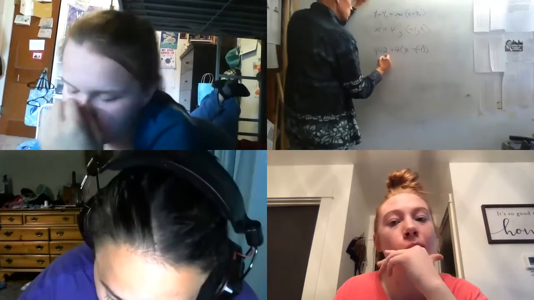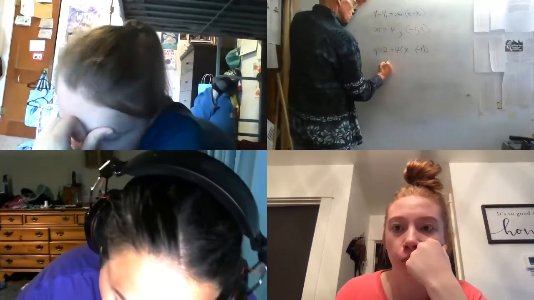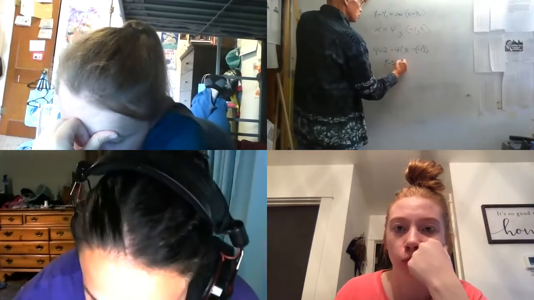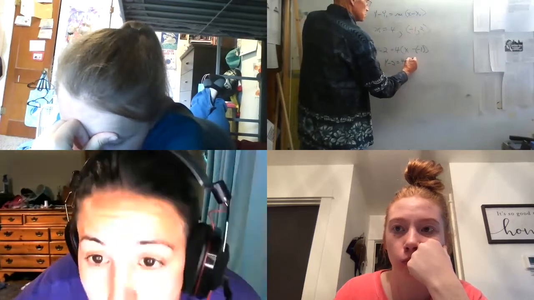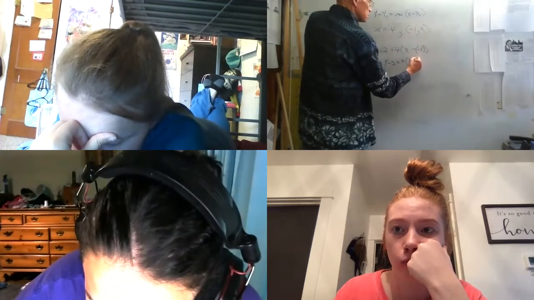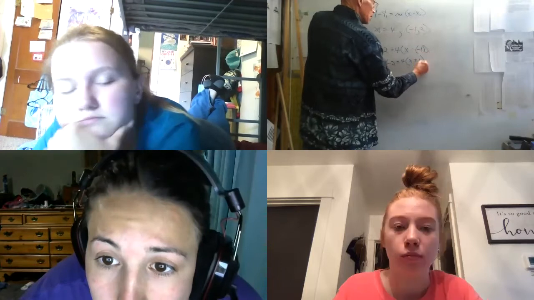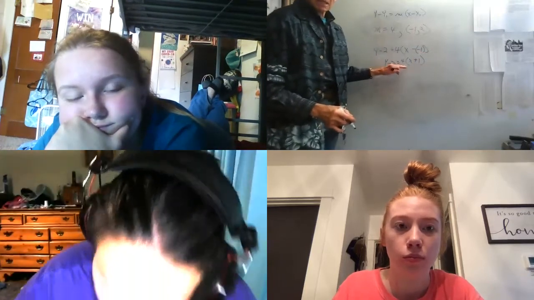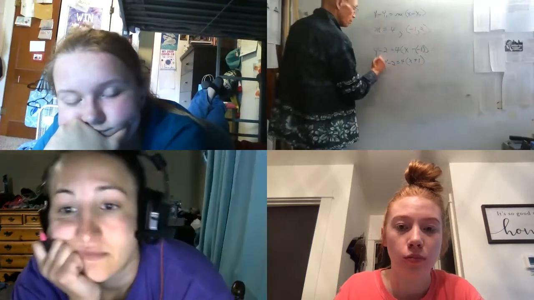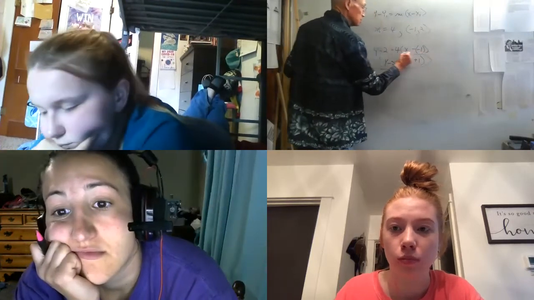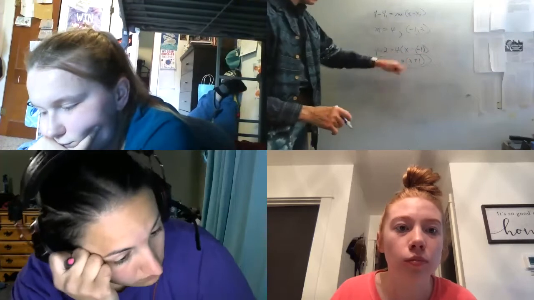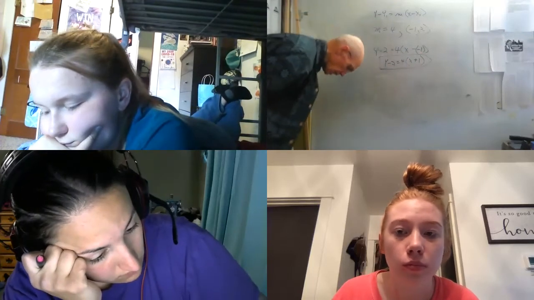Now we have to simplify this. We can't leave double signs. So that's y minus 2 equals 4 times x, and minus times a minus is a plus. And that's the point slope form. Got it? Point slope form. That's our answer right there. It has to be simplified, no double signs.